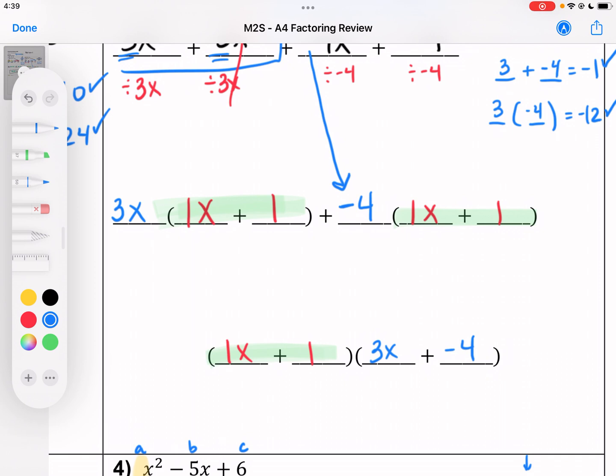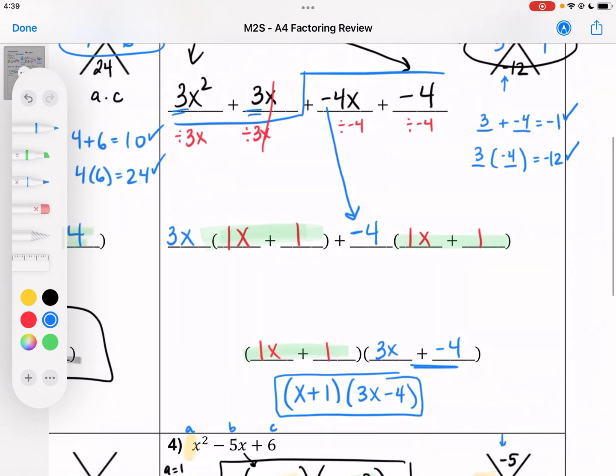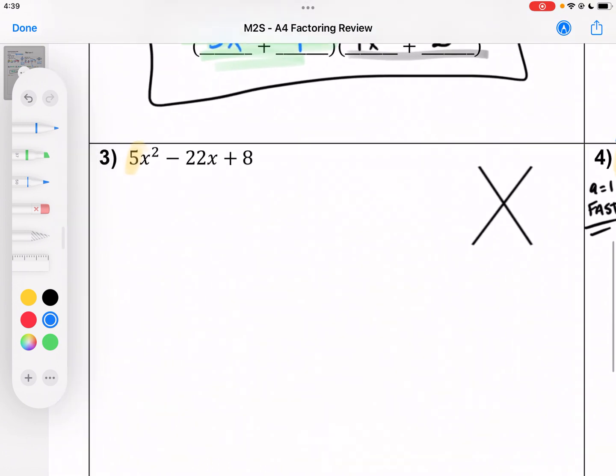Now, just as a reminder for the answer, technically 1x is the same thing as x, so it's x plus 1. And then you don't usually write 3x plus -4, you would just write 3x minus 4. These lines I have are just to help as a guide. Okay, let's do one more. And I didn't put the guides on this one.